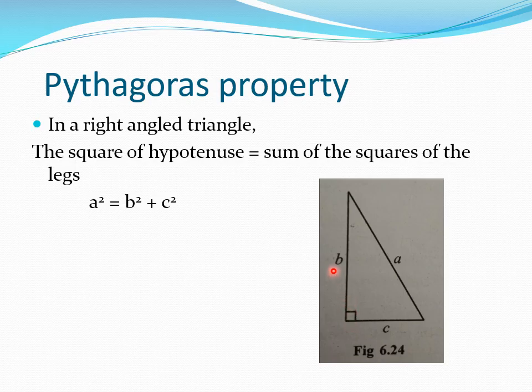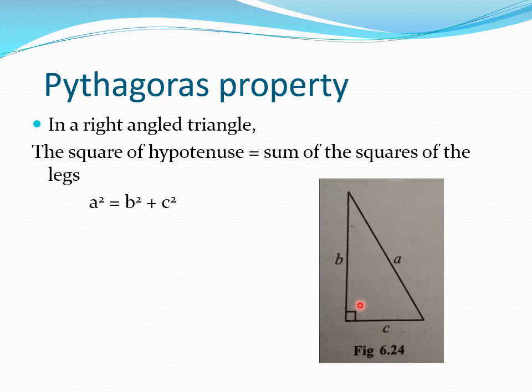Let the sides be as follows. One leg measurement is C, and the other leg is B. The hypotenuse, the side opposite to 90 degree, has length A. So the length of the hypotenuse is A, and the measurements of the legs are B and C.